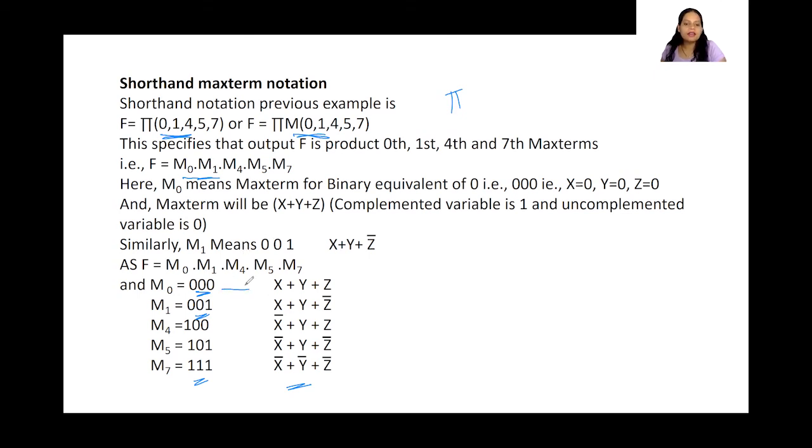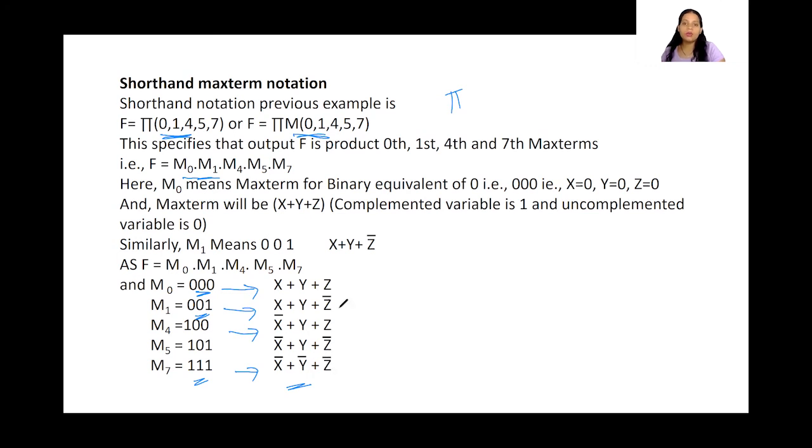So now easily we can write 0, 0, 0 as x plus y plus z. 0, 0, 1 is nothing but x plus y plus z bar. 1, 0, 0 is nothing but x bar plus y plus z. M5, which is 1, 0, 1, is nothing but x bar plus y plus z bar. M7 is nothing but 1, 1, 1, which is nothing but x bar plus y bar plus z bar.